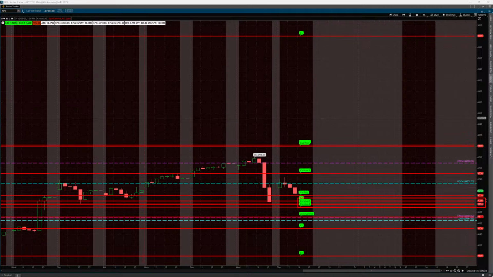And the next level up, just right above that, is the absolute gamma strike at 4,700. That's the strike with the largest absolute positive and negative gamma. And that level also moved lower from yesterday, from 5,000 yesterday down to 4,700. And then finally the volatility trigger just above that at 4710.